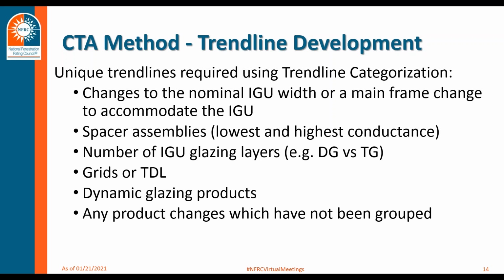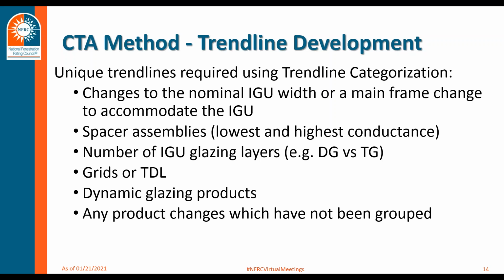Spacer assemblies will require separate trend lines. However, when the product matrix utilizes multiple options, only 2 are required for the commercial trendline approach, as long as the lowest and highest conductance are used. By using the highest and lowest conductance spacers in the product matrix, any spacer option in between can be accounted for by interpolation, and this will be made clear later when we do an example.